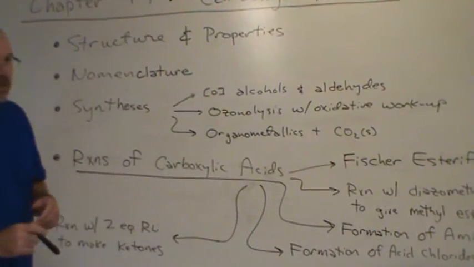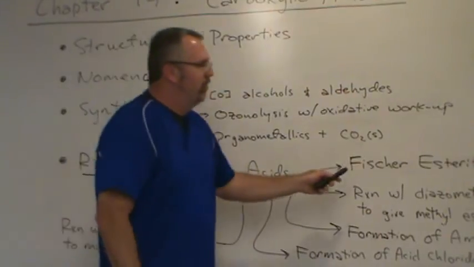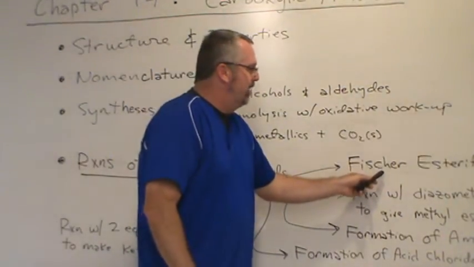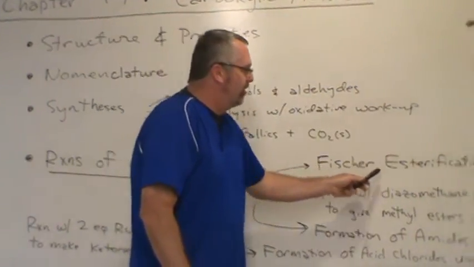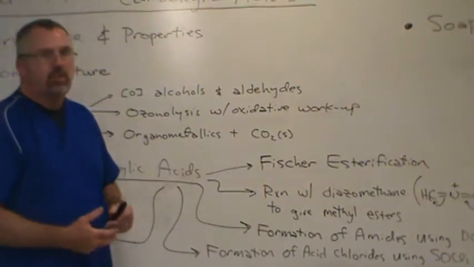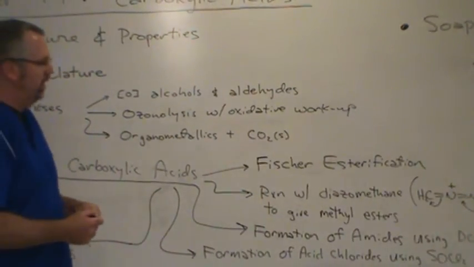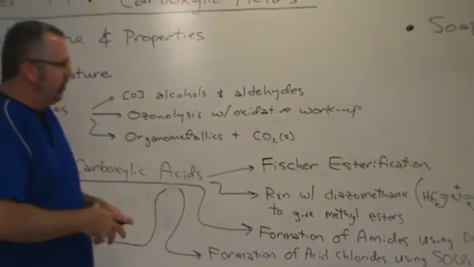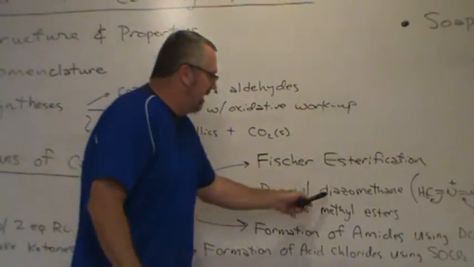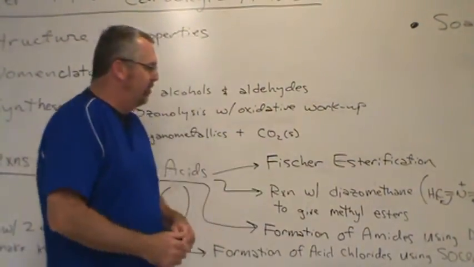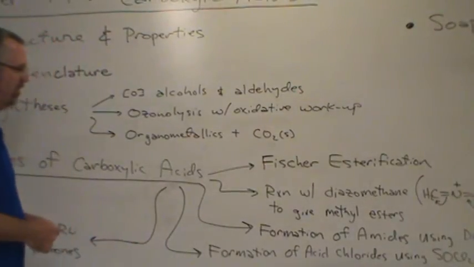So one of them that we're going to learn in great detail is so-called Fischer esterification. This is a reaction where we convert a carboxylic acid into an ester, which is going to be a new functional group for us, so I'll introduce that to you. Then there's a very specific reaction involving diazomethane, which also produces an ester. It will turn out to be a methyl ester.